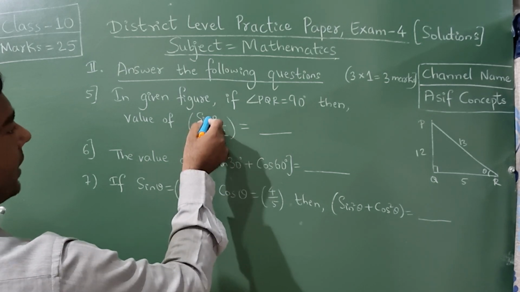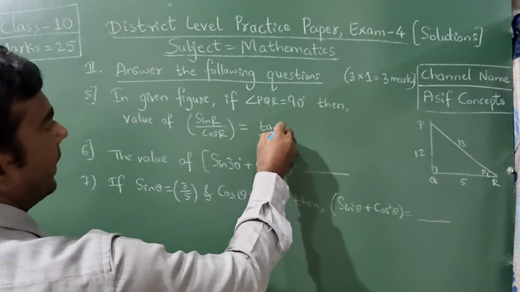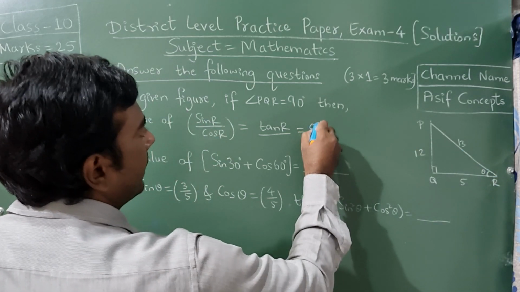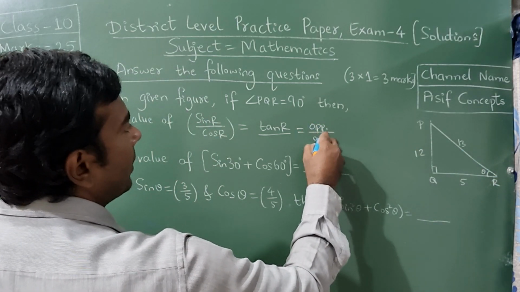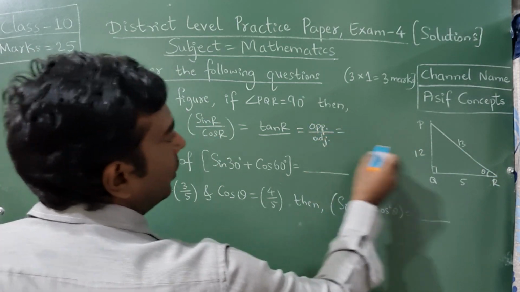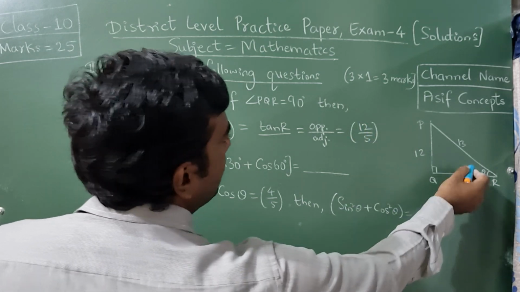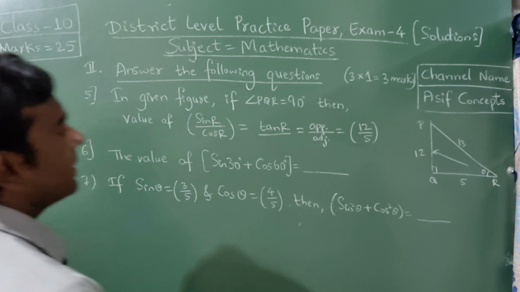First let me write sin by cos is tan. Now it is at R. So what is tan? It is opposite upon adjacent. So the answer is 12 by 5. Okay. So this will become opposite side and this is the adjacent side.